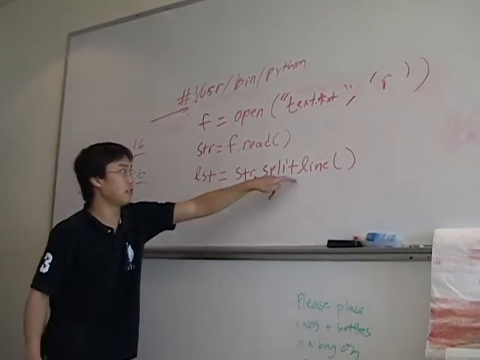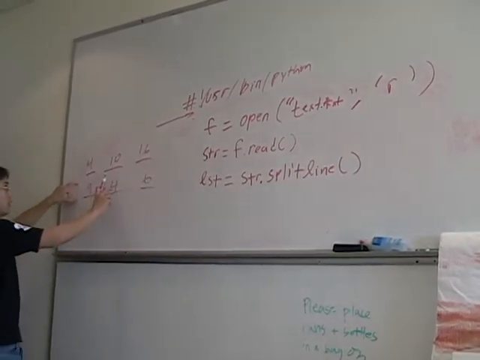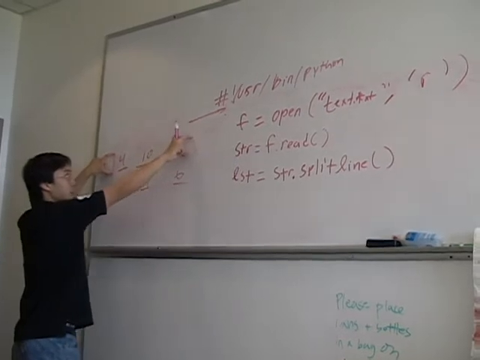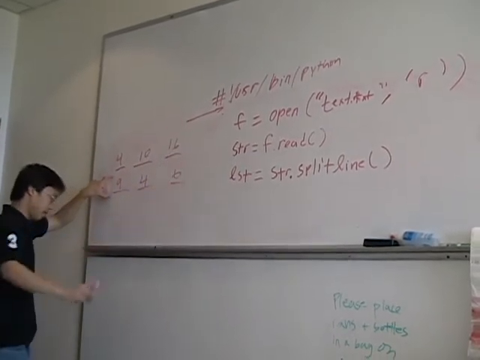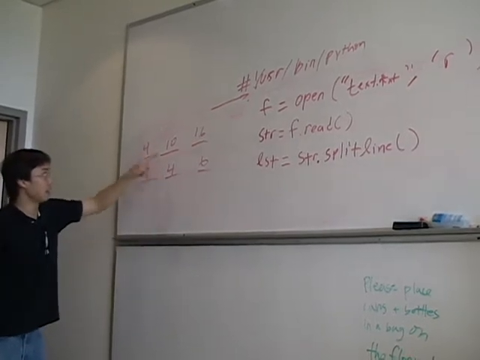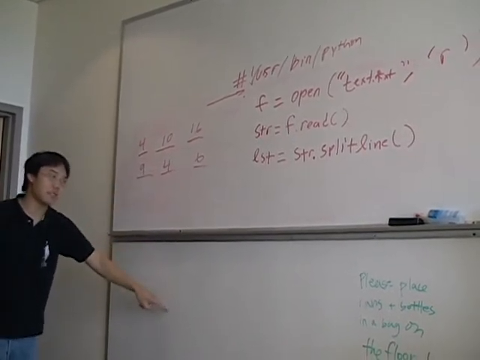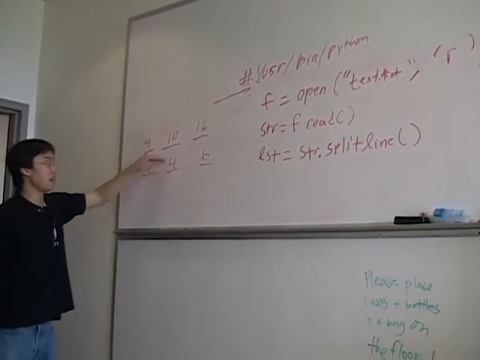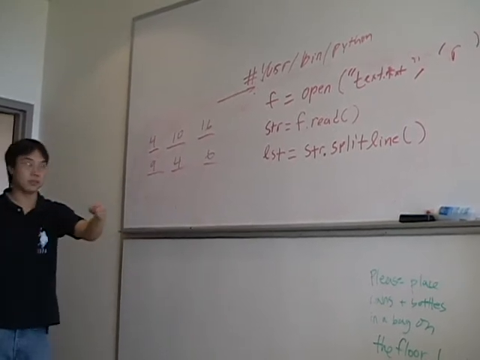List is equal to str split line. So you got each row. This is index 0. This is index 1. And you need to multiply each column by 3. Now instead of multiplying these manually, you're going to put this in a loop, I hope so.